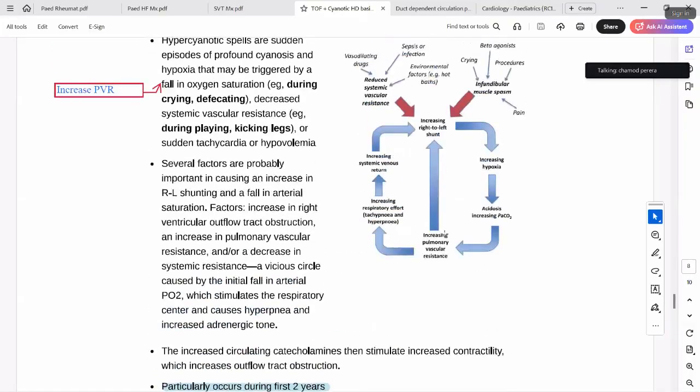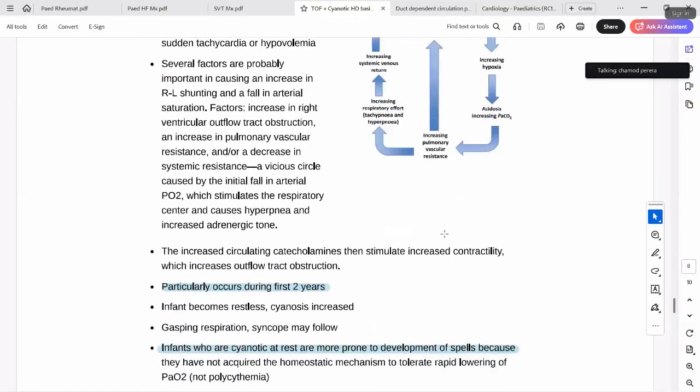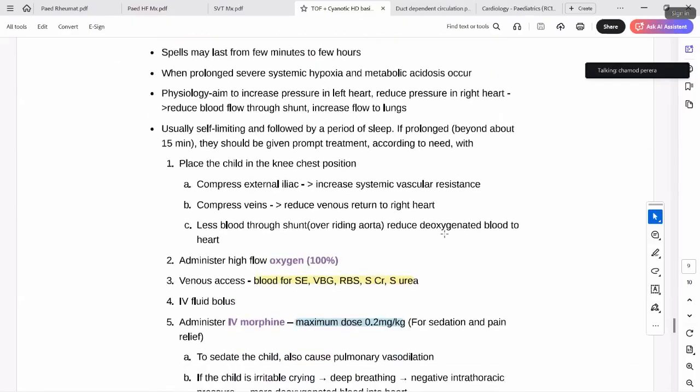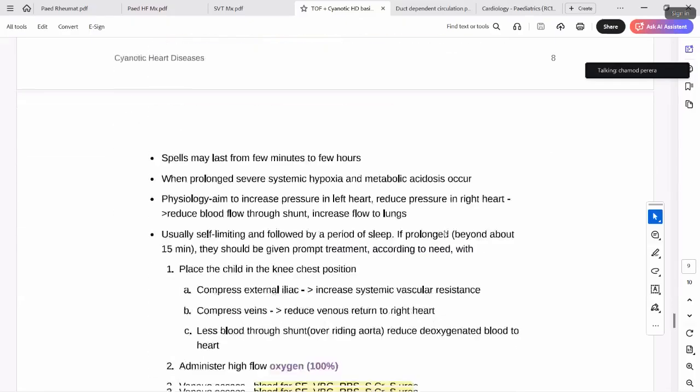And another thing is, when you place the child in the knee-chest position, the pelvic vessels get kinked, right? The artery and the vein both get kinked, so that is going to increase systemic vascular resistance. And another thing is you have to open up the pulmonary vasculature.